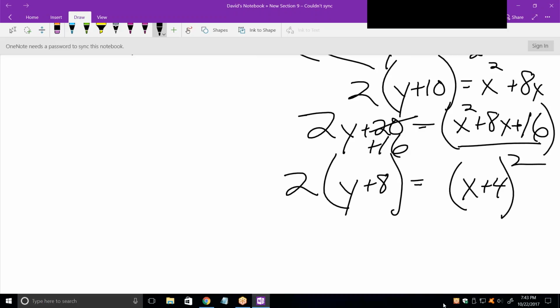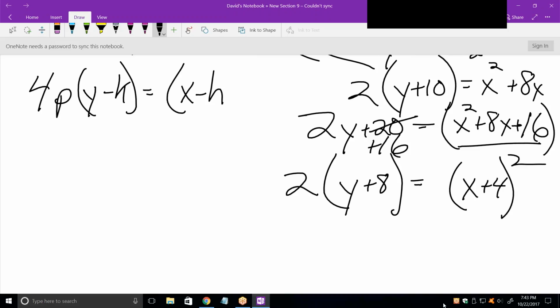Okay? Now, remember my definition. This is the format for a parabola when you're talking about conic sections. In other words, if I can put it in this exact format, I'll know where the vertex is, and I'll know what p is, and I'll know what the directrix is.